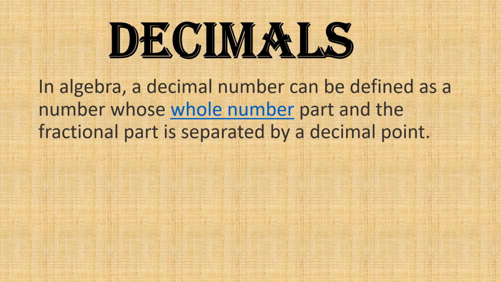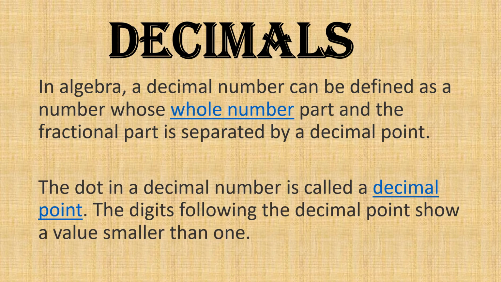In algebra, a decimal number can be defined as a number whose whole number part and fractional part are separated by a decimal point. The dot in a decimal number is called a decimal point. The digits following the decimal point show a value smaller than 1. Let's understand this with the help of an example.